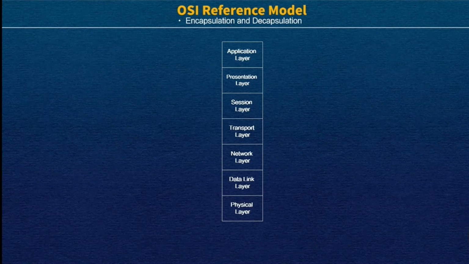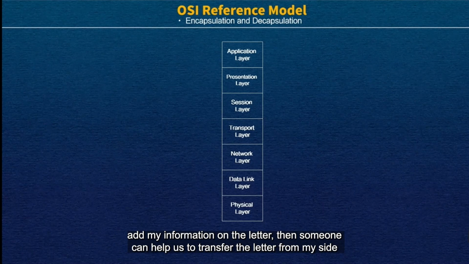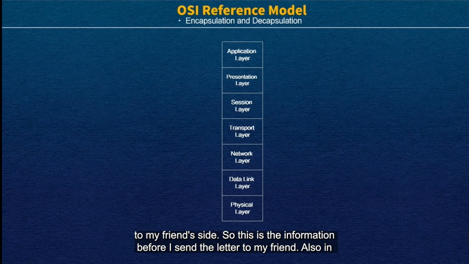And then I will add my friend's address, family address, and maybe the ID number, maybe the phone number, and I also add my information on the letter. Then someone can help us transfer the letter to my site and then to my friend's site. So this is the information we add before we send the letter to my friend.